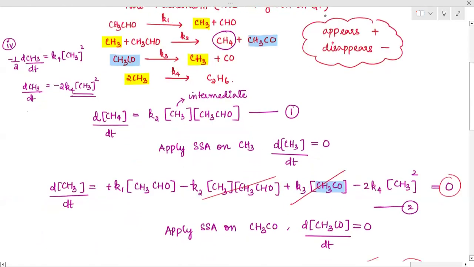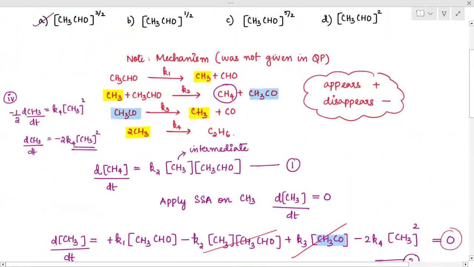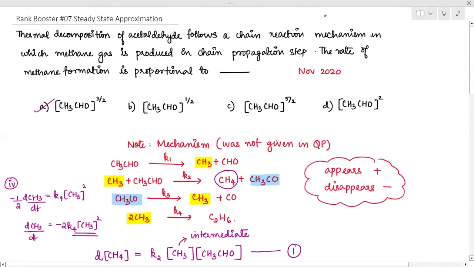A beautiful question wherein the simple step of adding equation number 2 and 3 is going to simplify your question very much. But the problem is you need to know the mechanism. Otherwise, you won't be able to do it.